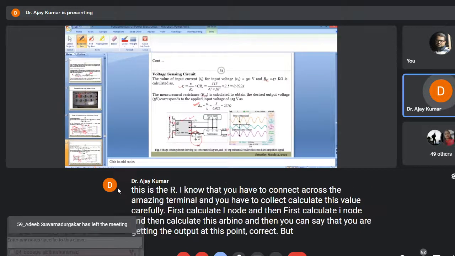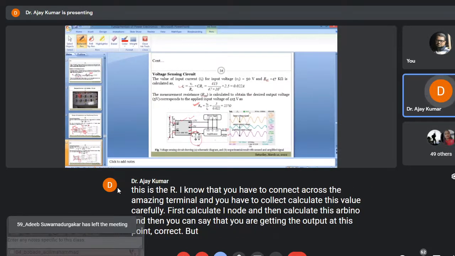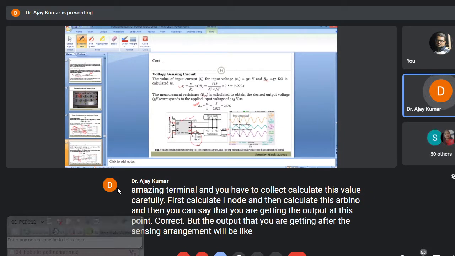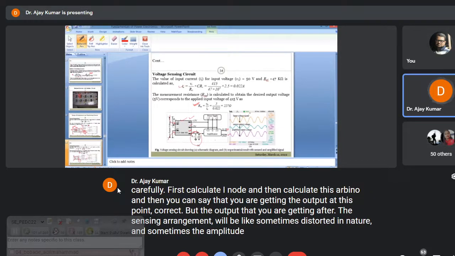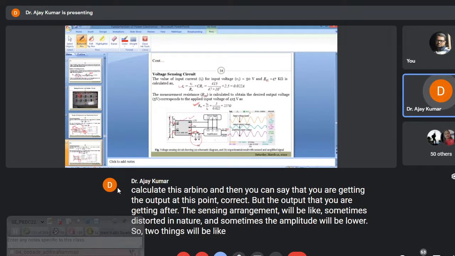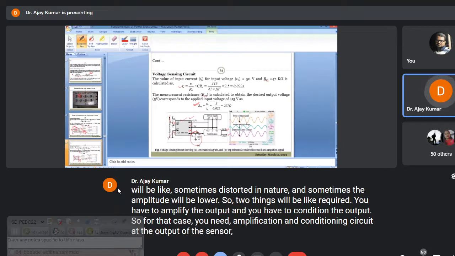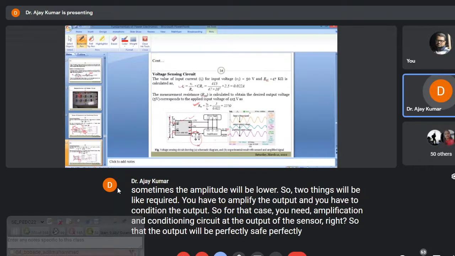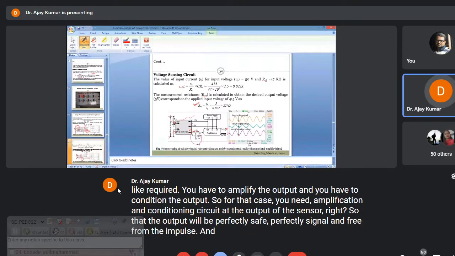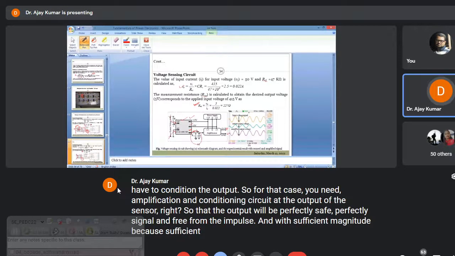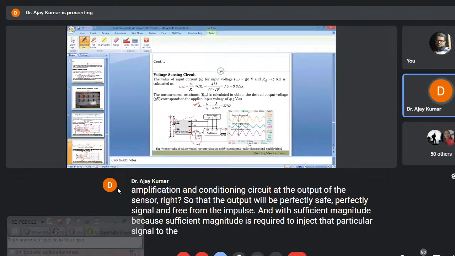But the output that you get after the sensing arrangement will sometimes be distorted in nature and sometimes the amplitude will be lower. So two things will be required: you have to amplify the output and you have to condition the output. For that you need an amplification and conditioning circuit at the output of the sensor, right? So that the output will be perfectly safe, perfectly sinusoidal, free from ripples and with sufficient magnitude, because sufficient magnitude is required to inject that signal into the ADC of the controller, since that signal will be going to the ADC of the controller.